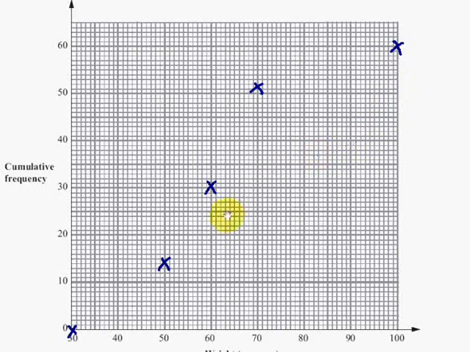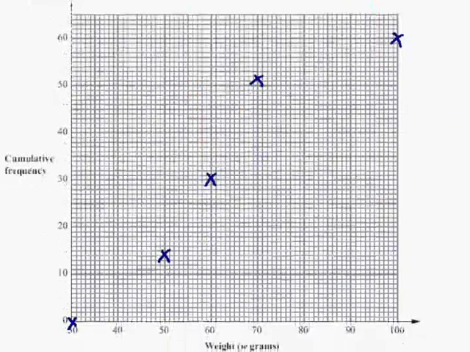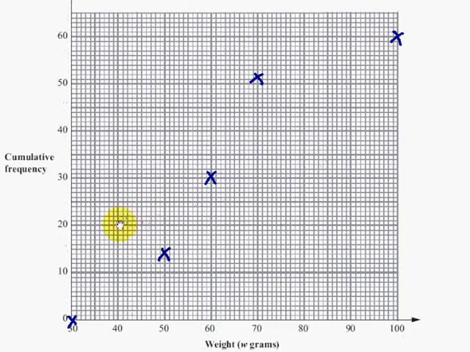So hopefully I've done it right. So up to 50, up to 60, up to 70. Let me just check that. Okay. Now you're going to need to try and join those points up with a curve. This is your cumulative frequency curve. Okay, that's not too bad.